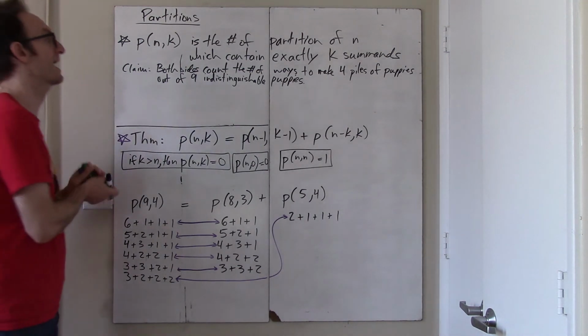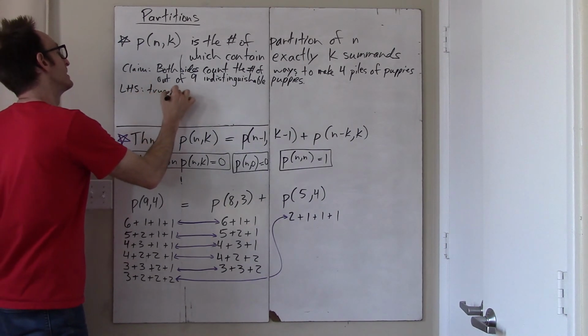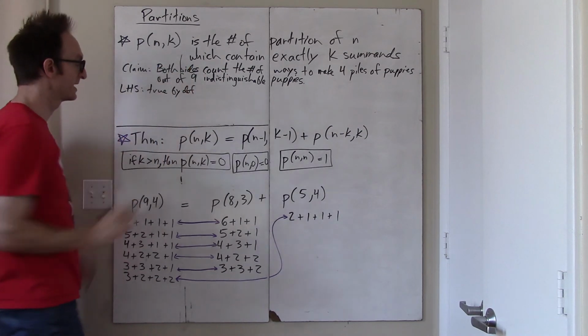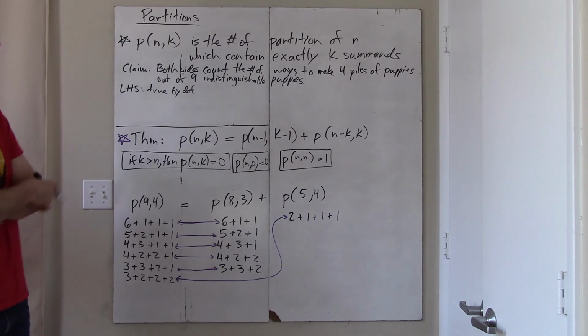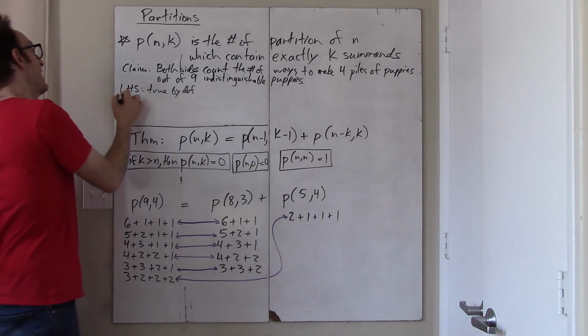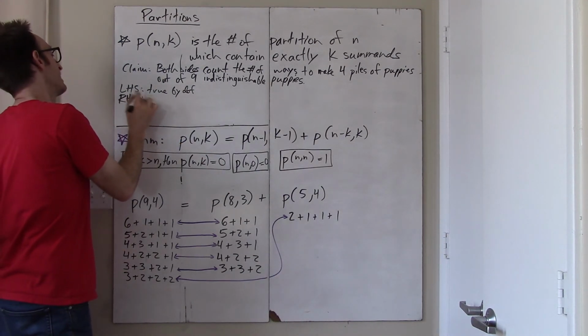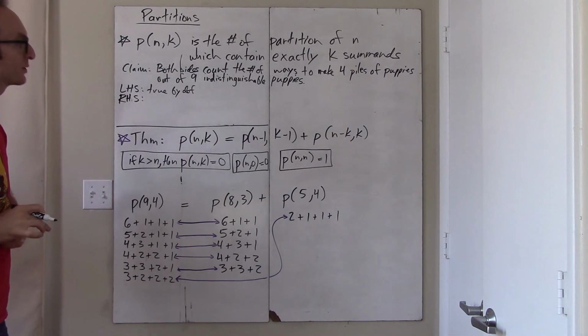Well, the left-hand side is just true by definition. That is precisely what P(n,k) is. It's the number of ways to divide n indistinguishable objects up into k non-empty piles. So now on the right-hand side is where all the work is. Why does the right-hand side also count that?